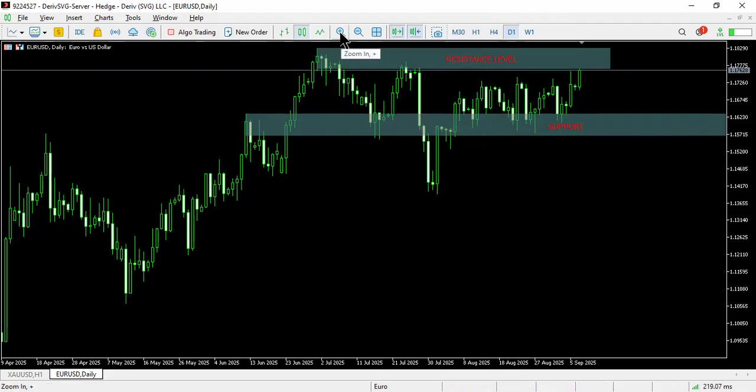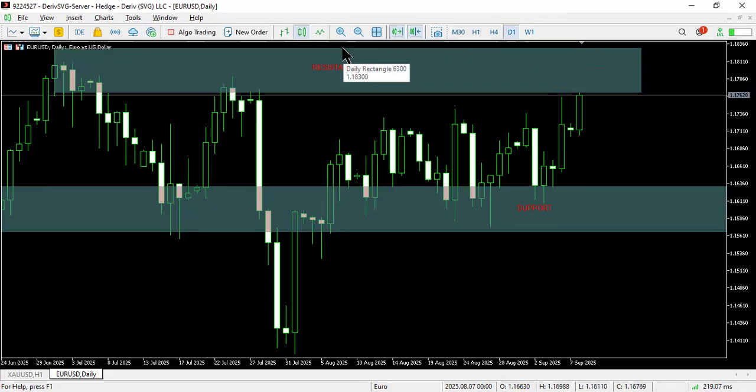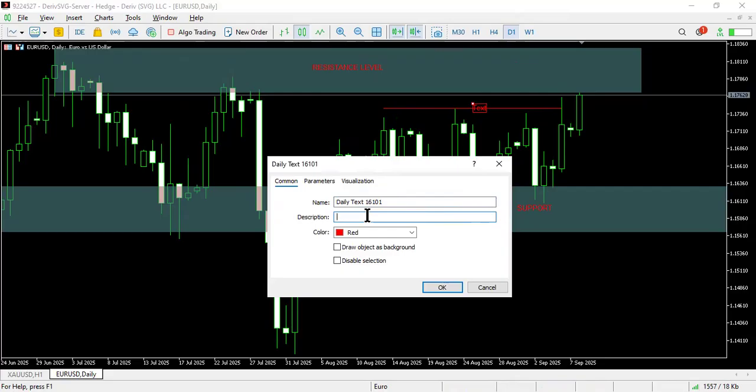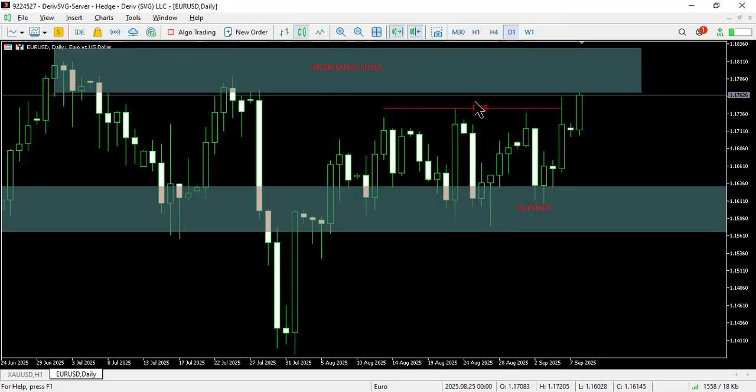And then from the daily, we can study the recent price action. You can see that price has broken. Price has broken that high. That is a break of structure. That is a break of structure. That is a break of structure.